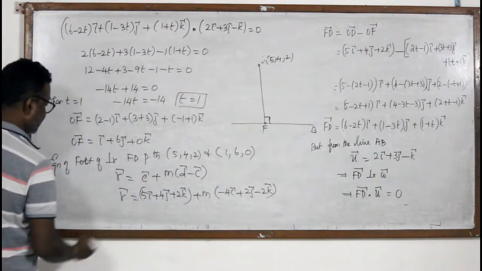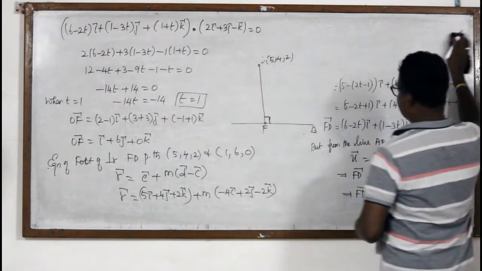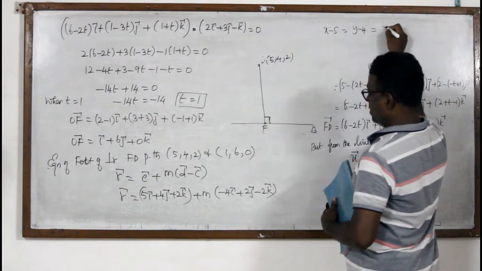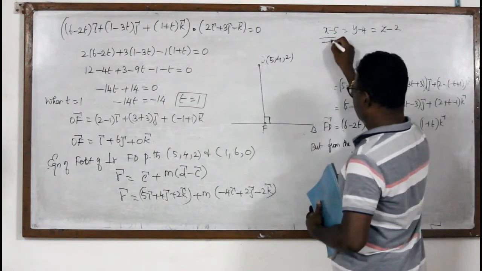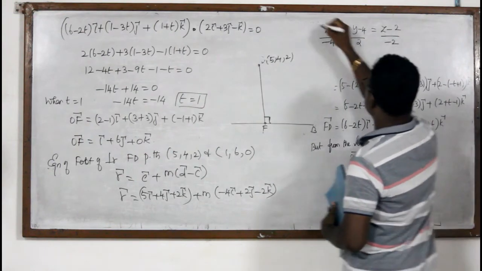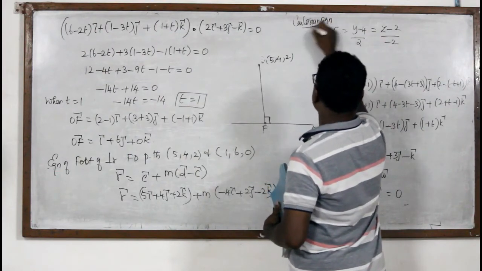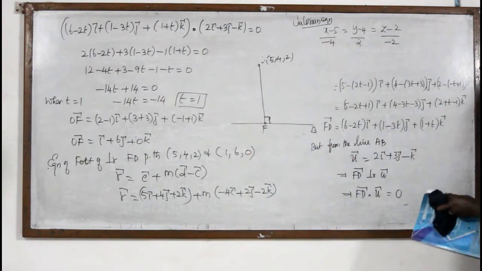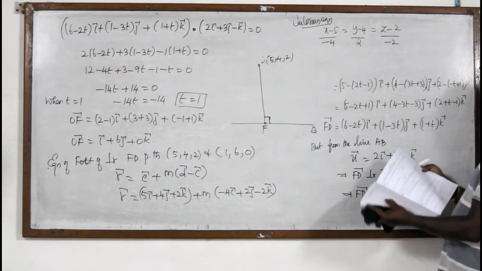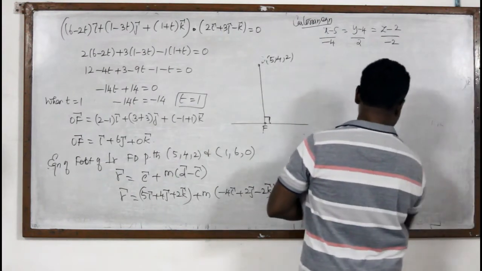Or I can give the vector form. This is the vector equation. The Cartesian form we can also give: (x minus 5)/(minus 4) equals (y minus 4)/2 equals (z minus 2)/(minus 2). This is the Cartesian equation. So, like this we can solve the seventh problem. This is a very important problem.